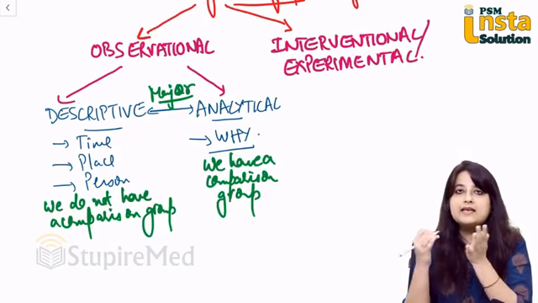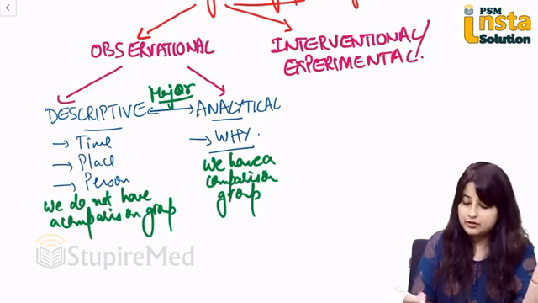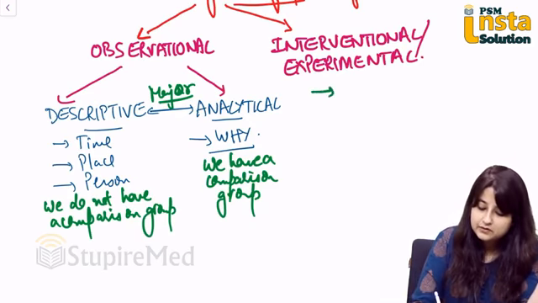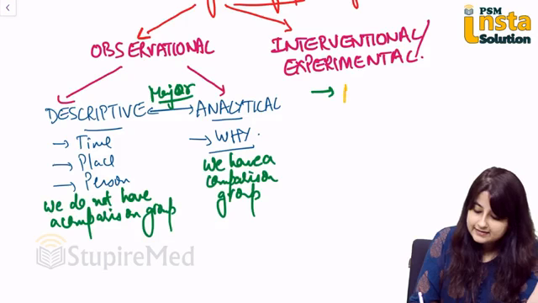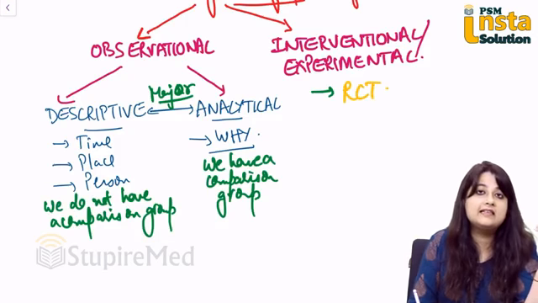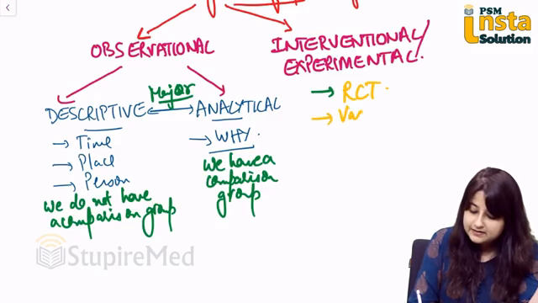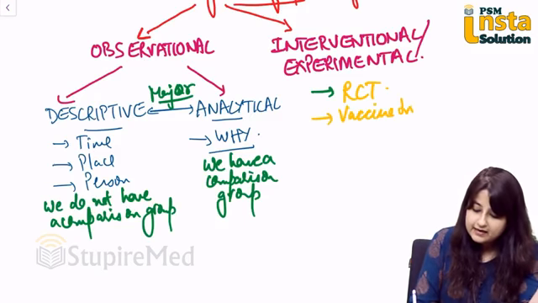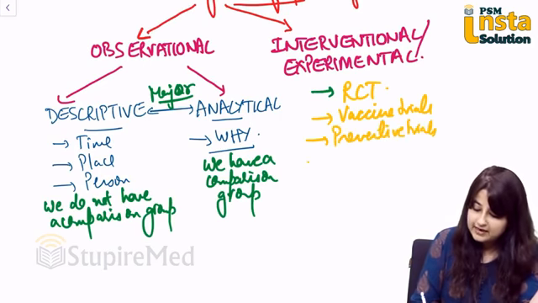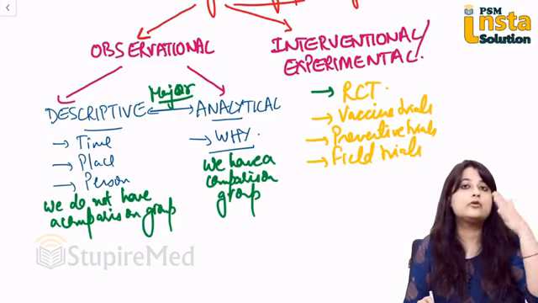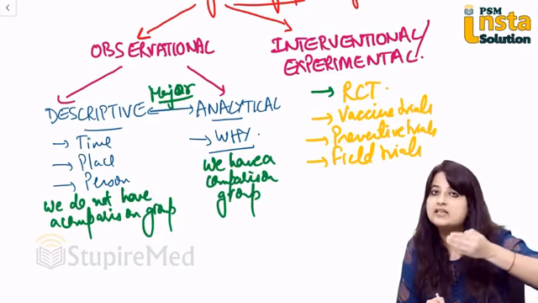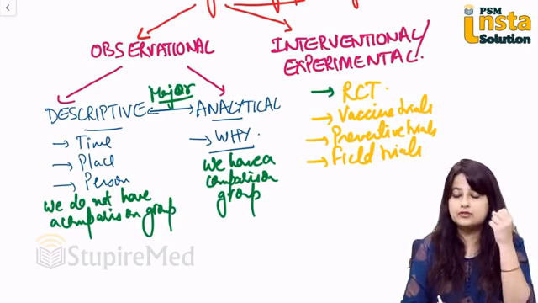Now, what is interventional or experimental study design? In this, we are giving some intervention or some trial. The most common examples of this are, number one, RCT, randomized clinical control trials or clinical trials. Other examples are vaccine trials. Other examples are preventive trials, where you may use a vaccine. Other examples are field trials. So trials are something where you're doing an intervention, you are giving something.